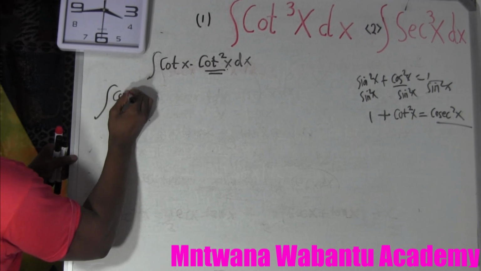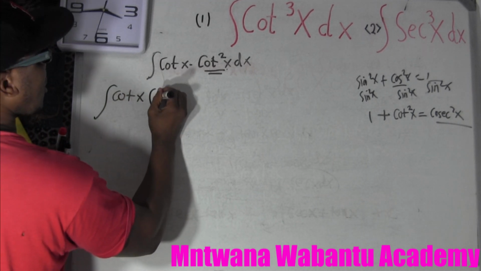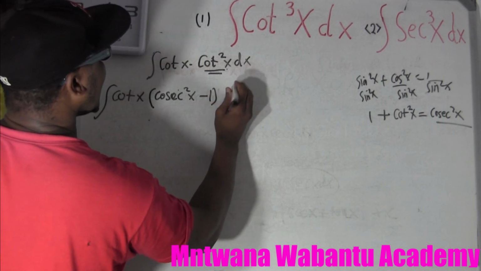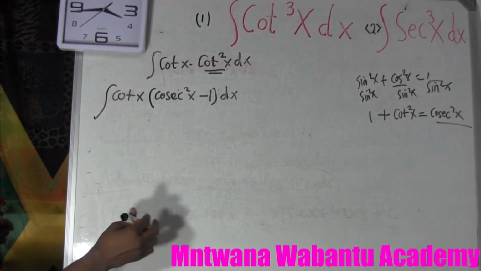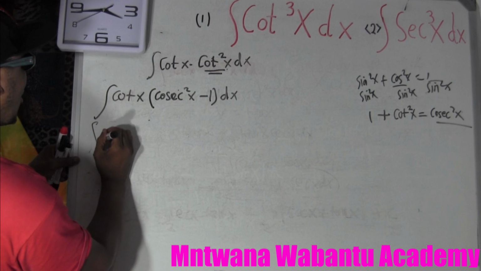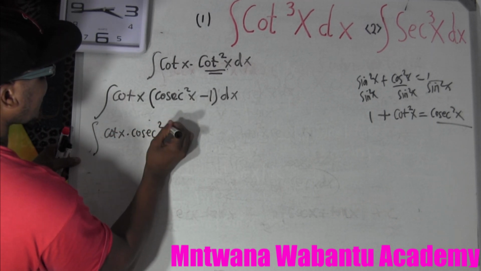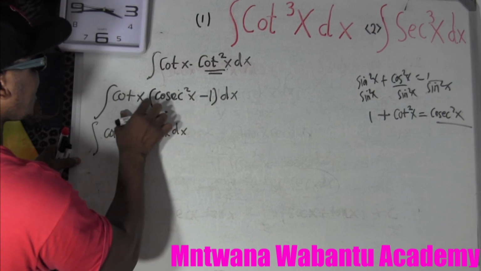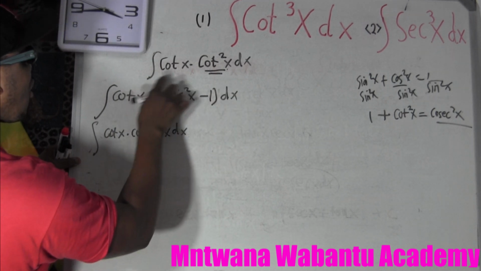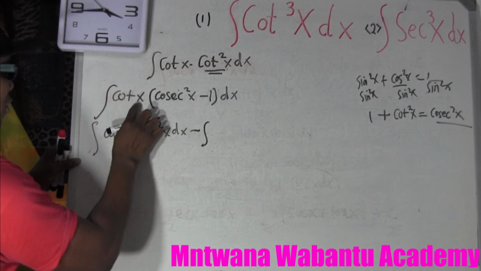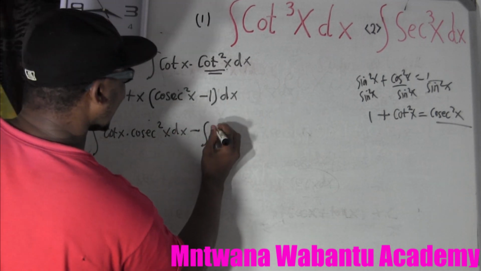So I'm going to have an integral of cot x, and here it's going to be cosec squared x minus 1, and then dx. So I can just open that up. It's going to be integral cot x cosec squared x dx, and then minus, because it's minus, integral of cot x times 1, which is cot x dx.